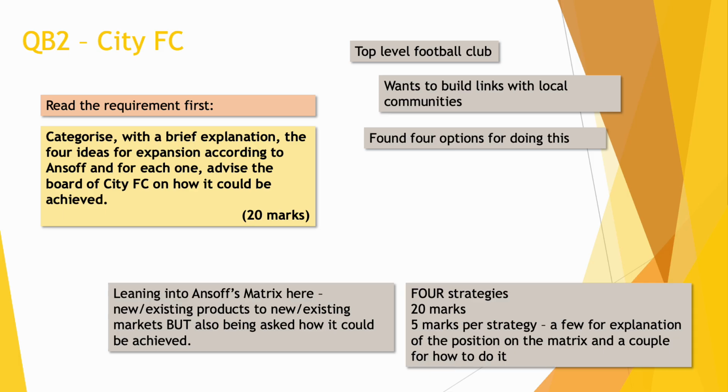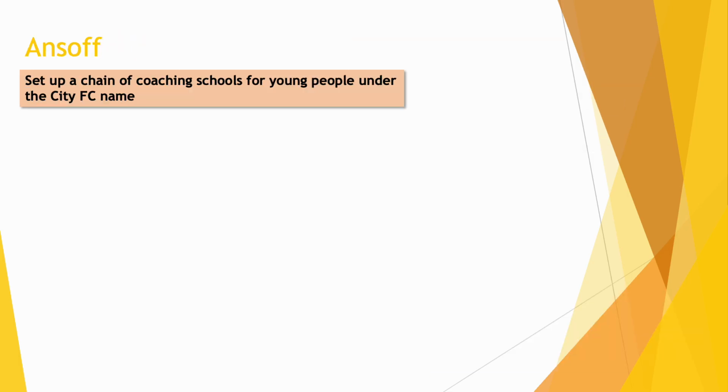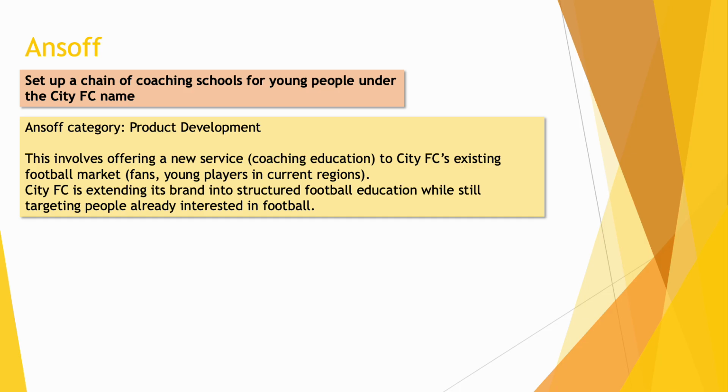So the first of the four strategies they're looking at is setting up a chain of coaching schools for young people under the City FC name. That will be a great way of getting your brand out there and interacting with the community. Now, your first job here is to categorise it. You could argue with this one, and again, some of these are debatable, so as long as you've been logical, you will get your marks. But I would argue here this is probably product development, because you're offering a new service.